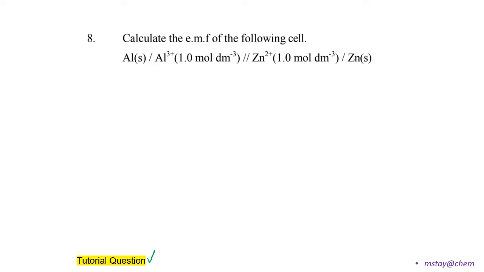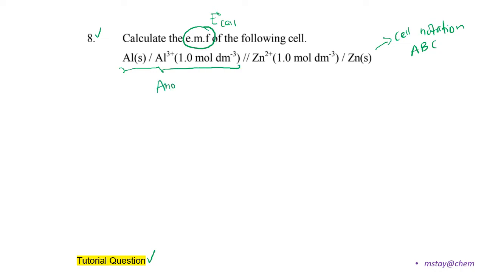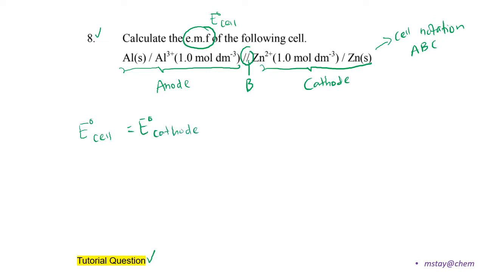Let's proceed to tutorial question number 8. Calculate the EMF, electromotive force, which also represents the E0 cell, for the following cell. The one given is the cell notation. As we know, cell notation is as simple as ABC. The left side of the cell notation represents the anode. These two lines represent the salt bridge, while here the zinc represents the cathode. And we know the formula to calculate E0 cell is E0 cathode minus E0 anode.